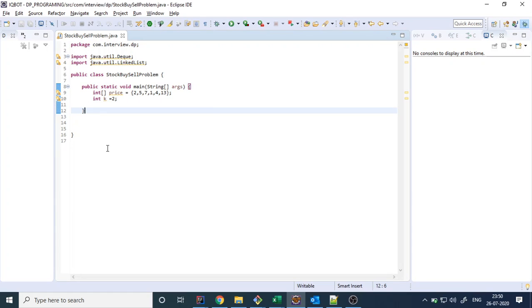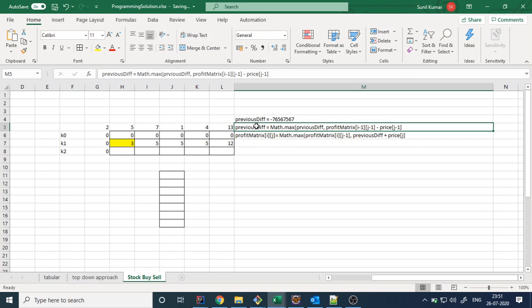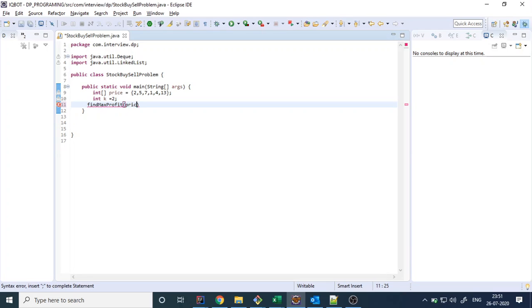programming. The main concept is how we derive the formula in any dynamic programming problem, right? This formula is basically the main logic for deriving the profit matrix. So find the profit matrix and find the max profit. In the input, what will it be? The input will be the price and k, right?